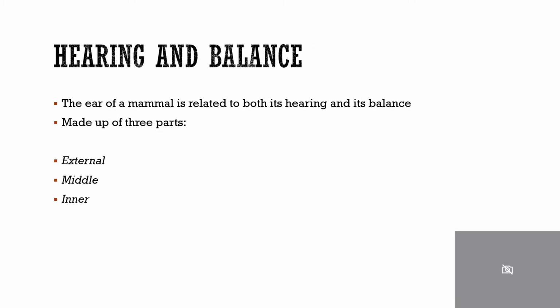Hearing and balance. The ear of a mammal is related to both its hearing and its balance. It is made up of three parts: the external, the middle, and inner ear.